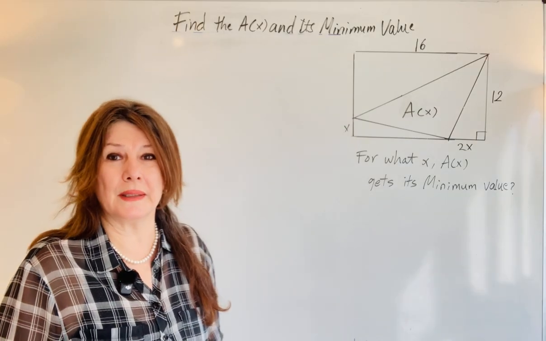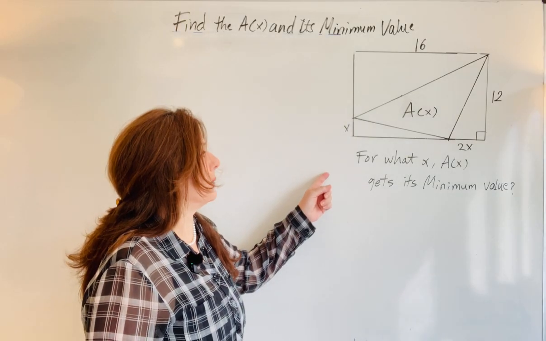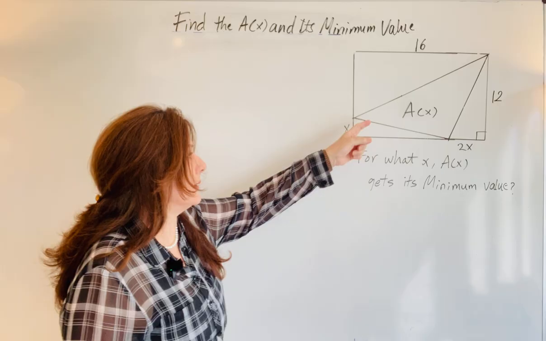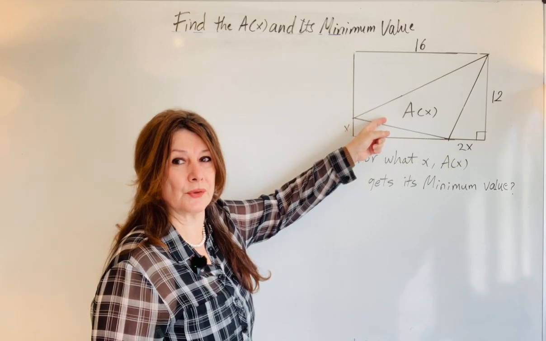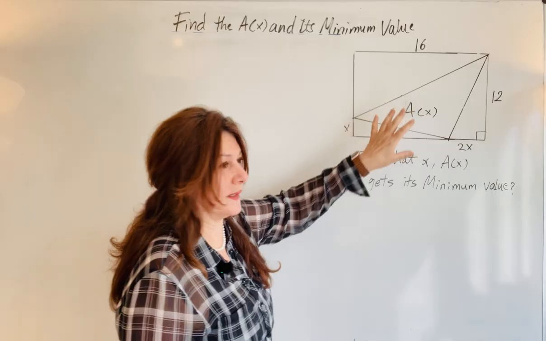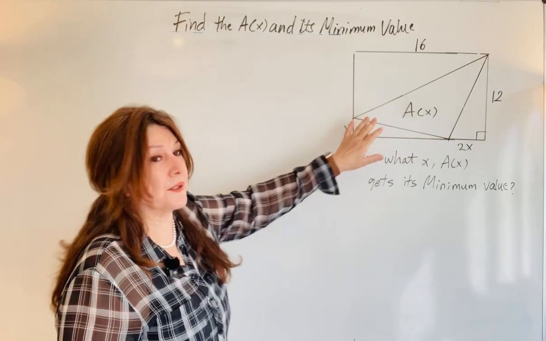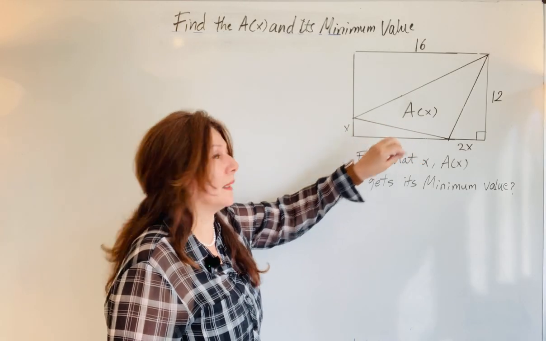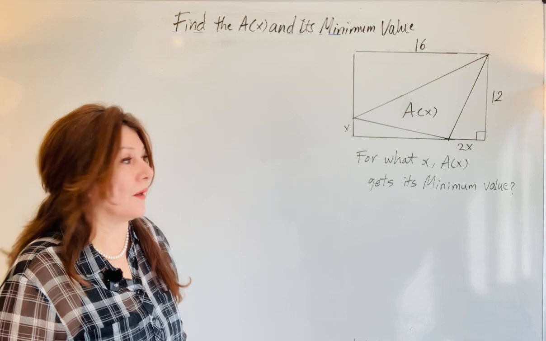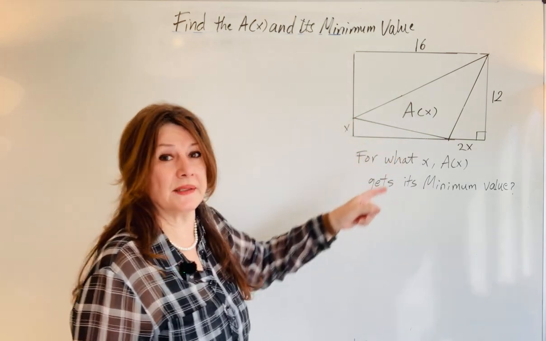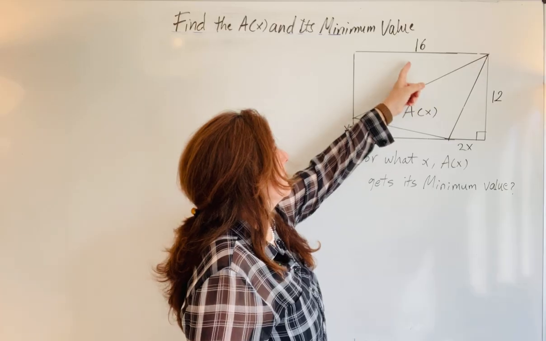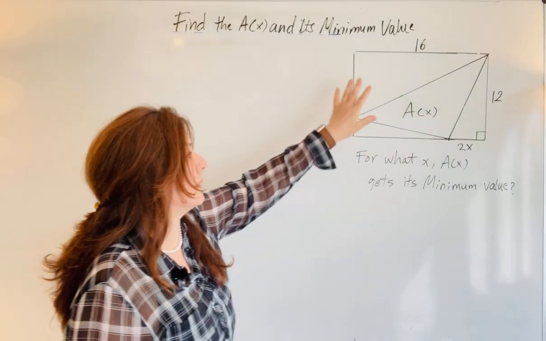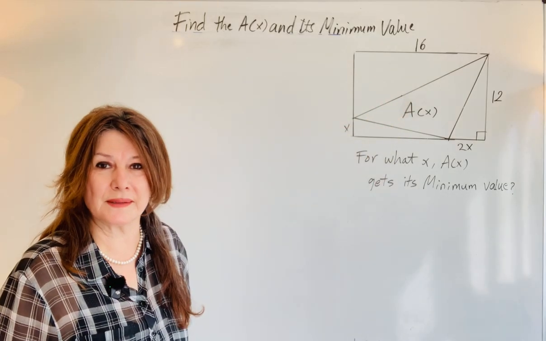In this particular lesson, I'm going to show you how to find the area of this triangle inscribed inside a rectangle as a function, and find the minimum value of this one. How can we do that? As you see, we have a rectangle, the width is 12 and the length is 16, and the entire area is actually 16 times 12, yes?